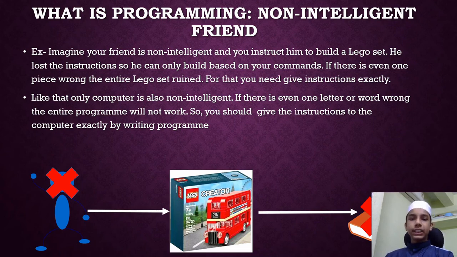Imagine that your friend is non-intelligent and you instruct him to build a Lego set. He lost the instructions, so he can only build based on your commands. If there is one piece wrong, the entire Lego set will be gone. For that, you need to give the instructions to your friend exactly.